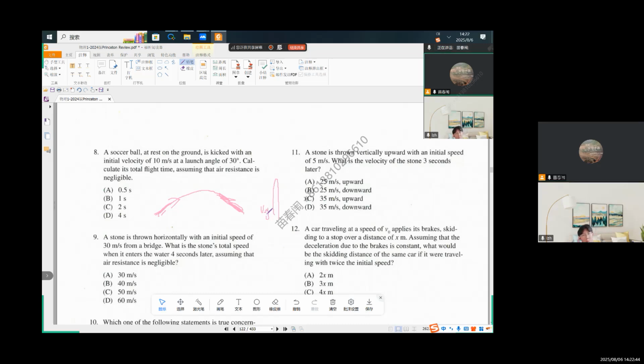Does that make sense? Wait, hold on. What did you say? Like this is v0, and I have a vertical component, v0y, right? And then eventually it's negative v0y as my velocity, right? You've got to change the direction, right?